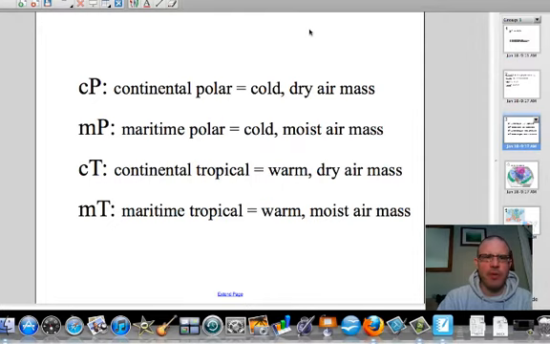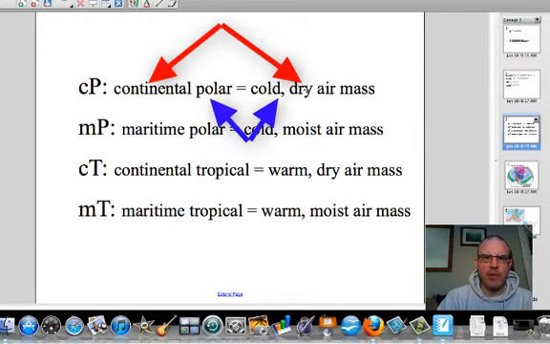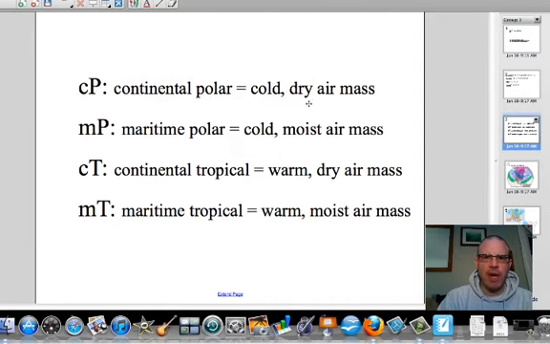So when we put those terms together, we can get different types of air masses that come from different areas. Lowercase c, capital P, means continental polar. Continental means dry because it comes from the land, and polar means cold. So a continental polar would be a cold, dry air mass.